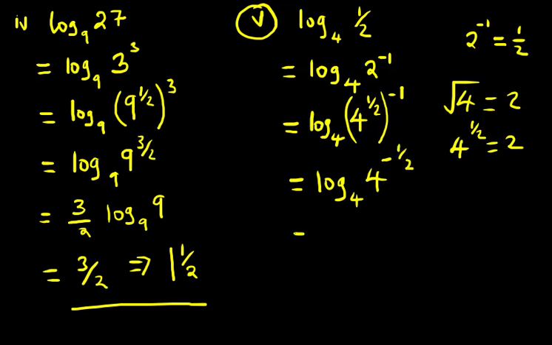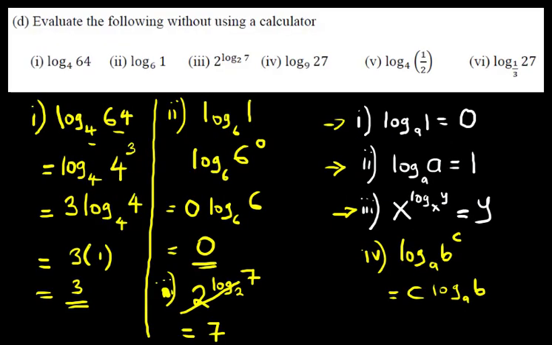So the bases are the same. Then the power simply drops, so we have negative half, or negative 1 over 2, log 4 4. This then becomes equal to negative half, because log 4 4 is equal to 1. So we'll have that. Okay, and that was our question 5. So we go on to the last question in this segment, which is question 6.